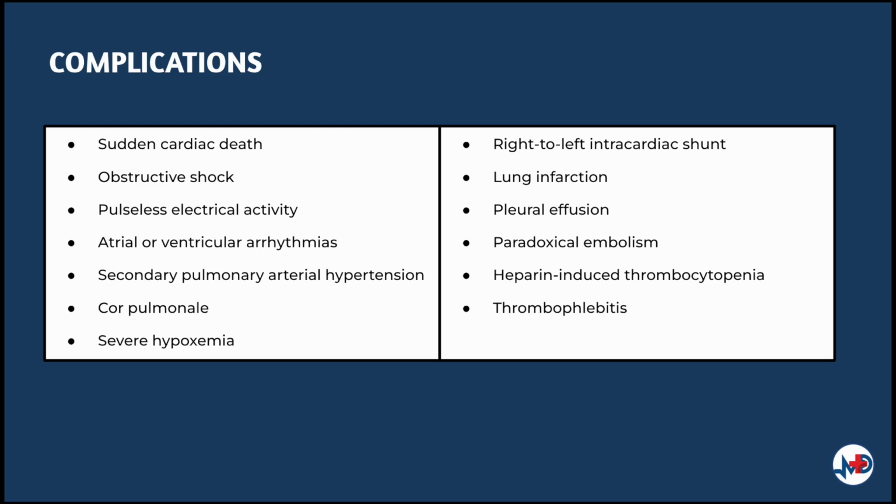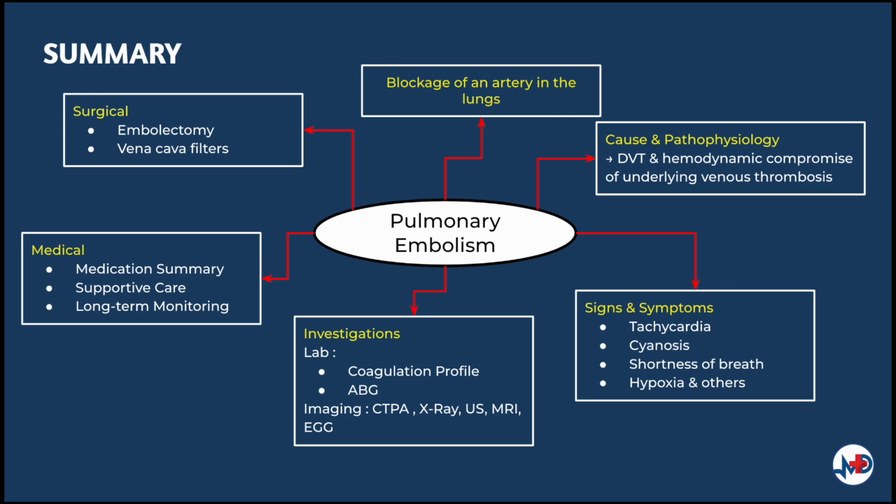Complications of pulmonary embolism include sudden cardiac death, obstructive shock, pulseless electrical activity, atrial or ventricular arrhythmias, secondary pulmonary arterial hypertension, cor pulmonale, severe hypoxemia, right to left intracardiac shunt, lung infarction, pleural effusion, paradoxical embolism, heparin-induced thrombocytopenia, and also thrombophlebitis.